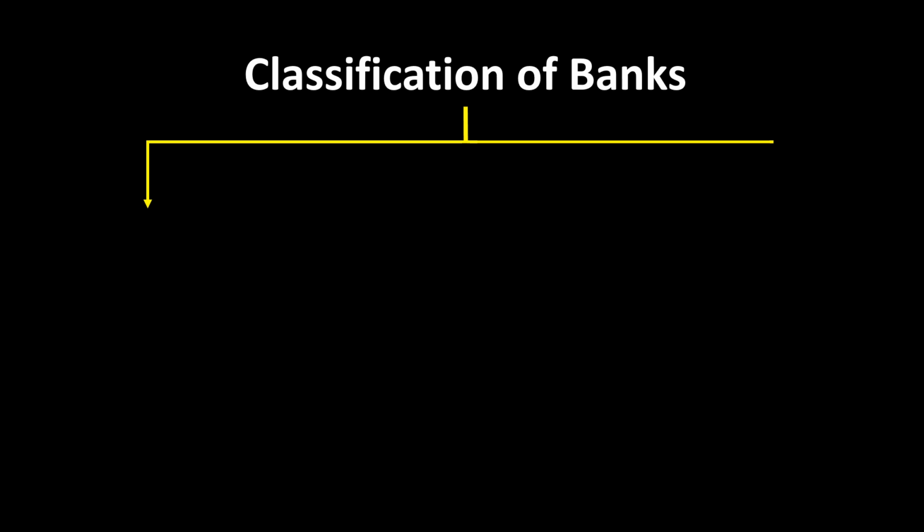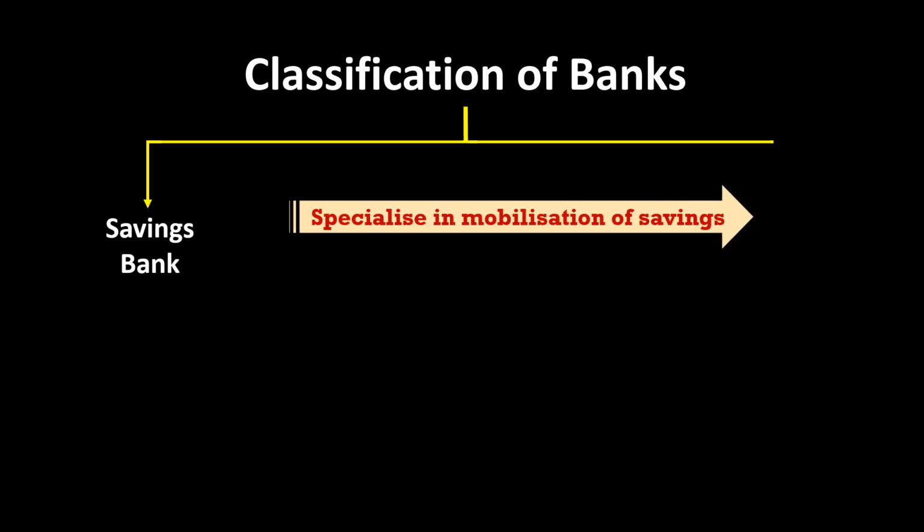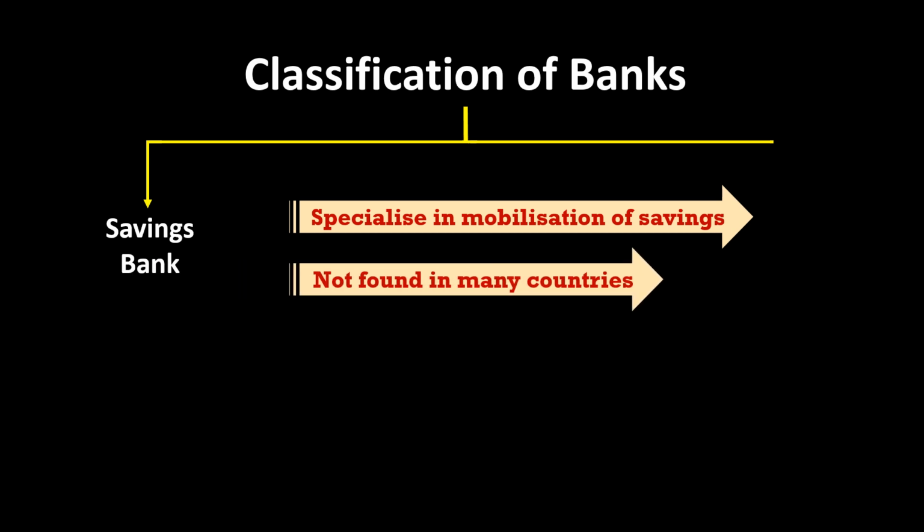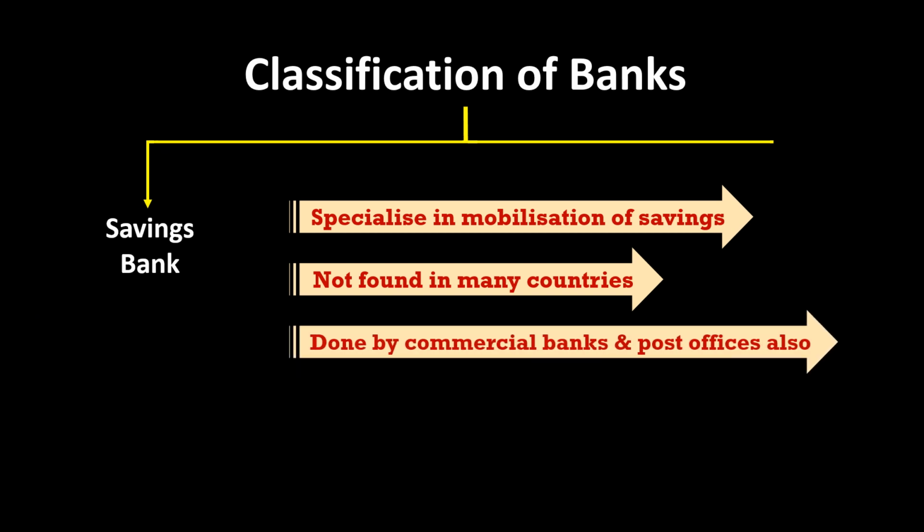Now, coming to the savings bank, these are special banks that specialize in the mobilization of small savings of the middle and low income groups. As they are concerned with the mobilization of small savings, they are called savings banks. The savings banks are not found in many countries. They are only found in countries like USA, Canada, etc. And in most of the countries, savings bank business is done by the commercial banks and post offices.